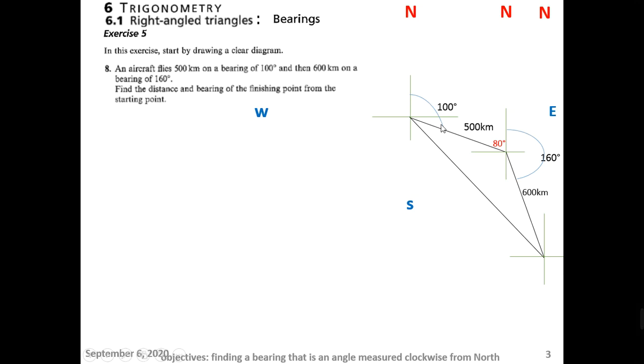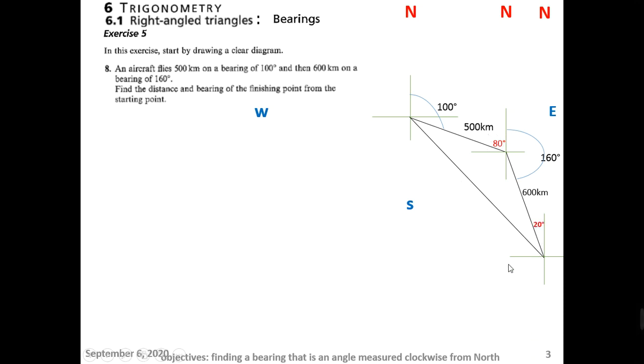So 180. These two angles are co-interiors, so they are supplementary, meaning they add up to 180. So that's how I know that this angle here is 80 degrees. Is there any other co-interior angles?